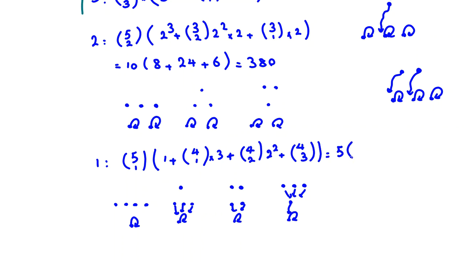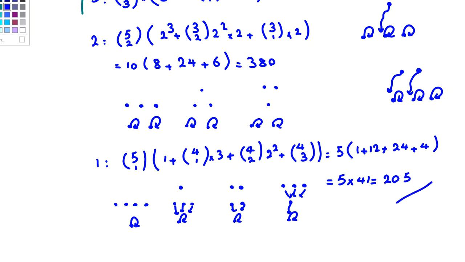Okay, if you calculate, it will be 5 times 1 plus 4 times 3, 12. 1 plus 12 plus 6 times 4, 24. Plus 4. Now 4 plus 24 is 28. 30, 40, 41. So it will be 5 times 41. So 5 times 41 is 205.